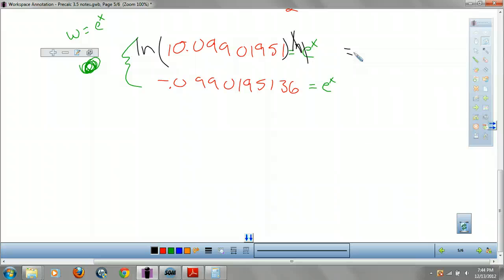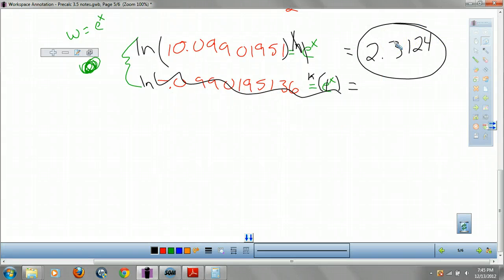10.09. I get approximately 2.3124. And this one, natural log both sides. Those will cancel. Oh, wait a second. You can't have a negative. Natural log of a negative doesn't exist. That's your answer. Boom. We're all done. Enjoy.